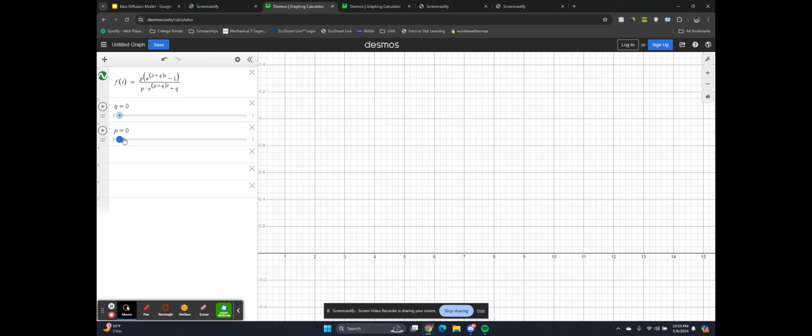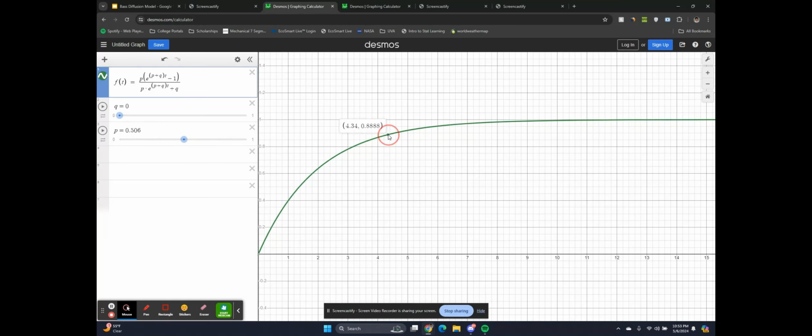Now let's look at what happens when our P increases, which is how effective your ad is. Say 50% of the people purchase from your ad. This is your graph. But obviously, as your ad is more effective, the quicker you are to reach that full market saturation.